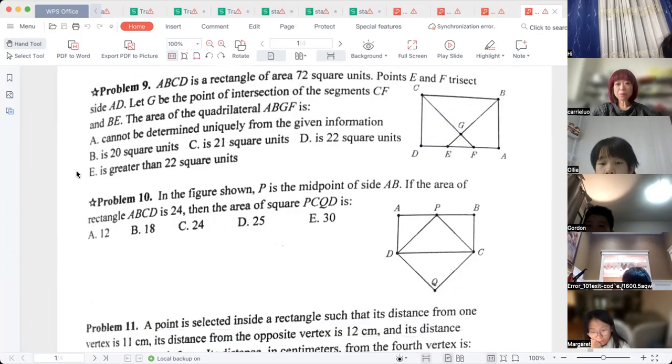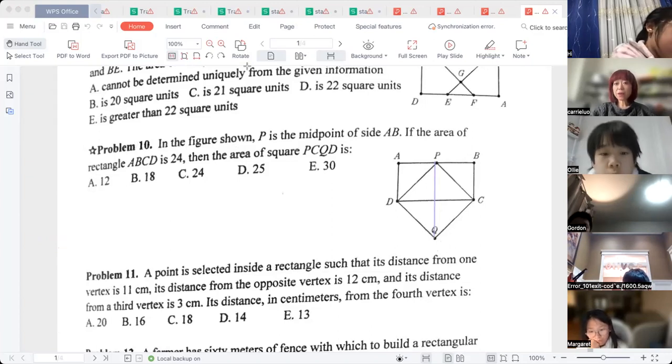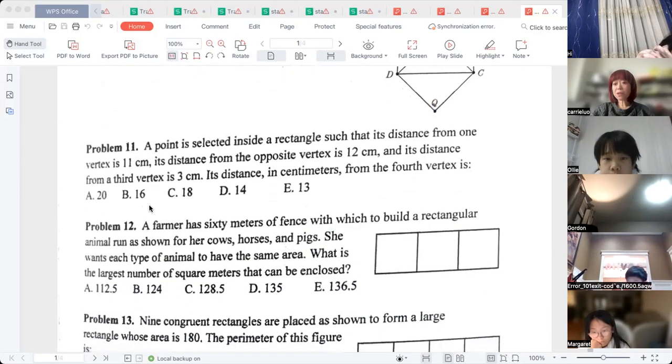Okay, so let's take a look at problem 10. In the figure shown, P is the midpoint of side AB. If the area of rectangle ABCD is 24, then the area of the square PCQD equals what? Still, connect with PQ. Get it, everybody? You are going to see that the area of APD and the area of PBC equal the areas of the triangles with D and Q, and C and Q. So they are still the same area. So the answer is C. Understand? For those questions, we don't spend more than 1 minute to solve them.